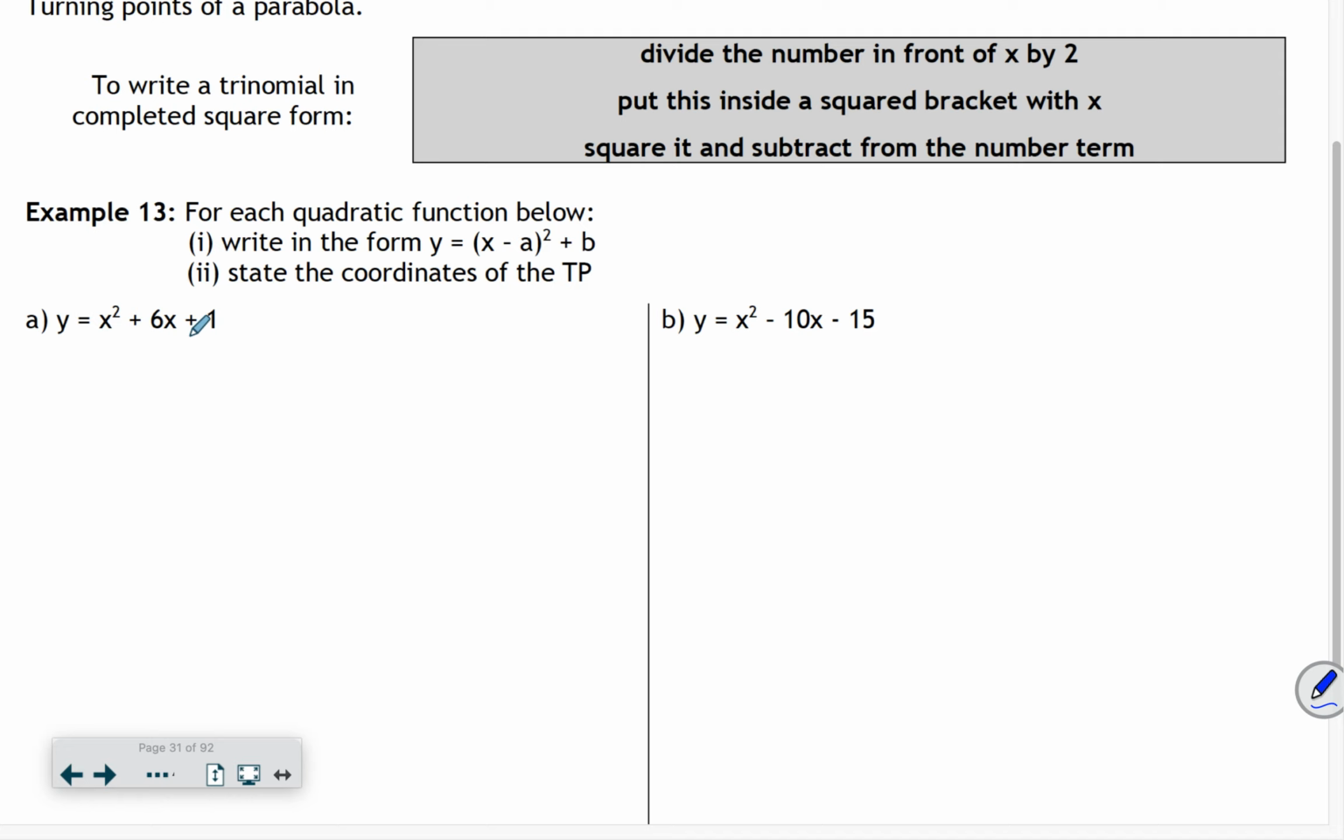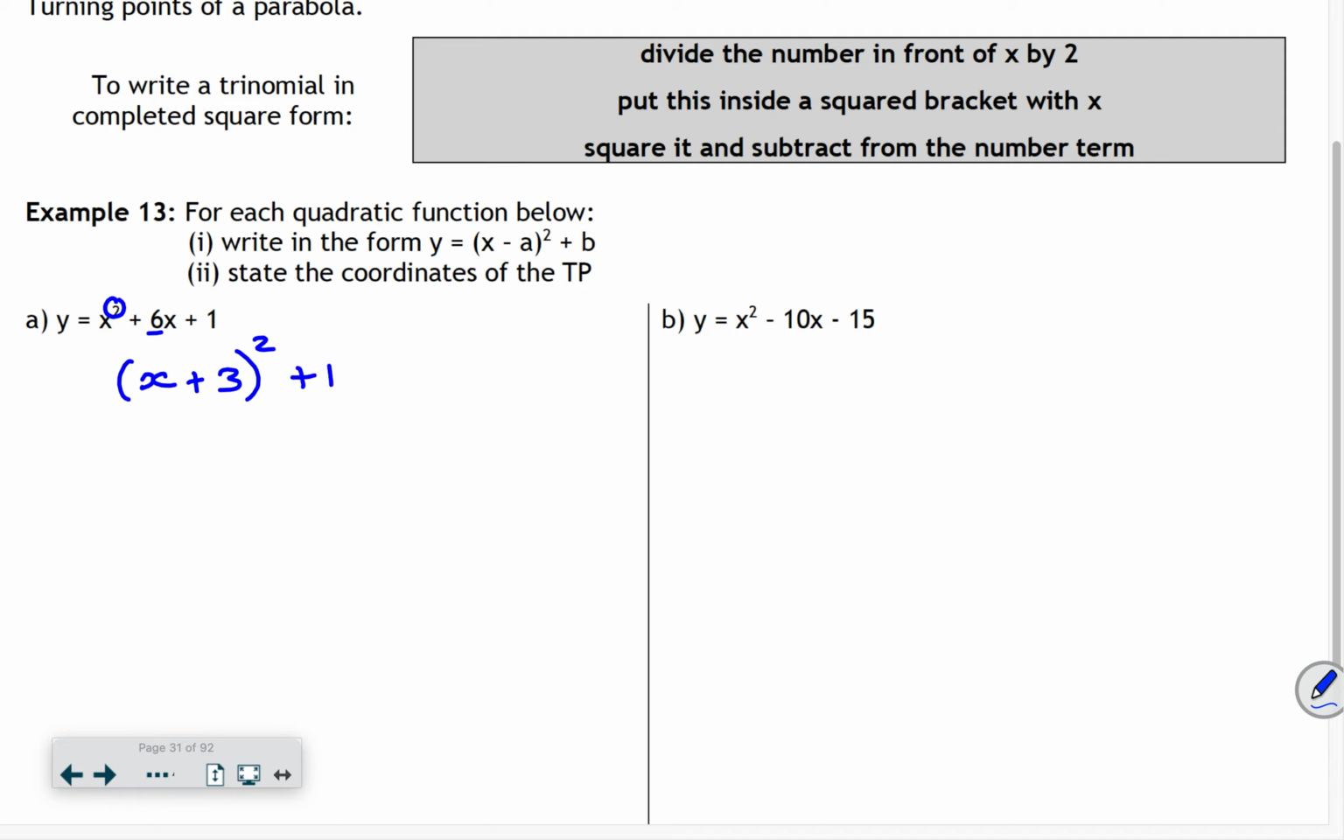So first of all, example A, we have x squared plus 6x plus 1. So I'm going to follow the instructions. I'm going to divide the number in front of the x by 2. So that's going to give me plus 3 inside the bracket. I put the x here and I take the square and I put it outside the bracket. So really I'm writing the first two terms as I'm dropping the square and then halving the middle number. And then put the plus 1 on the outside.